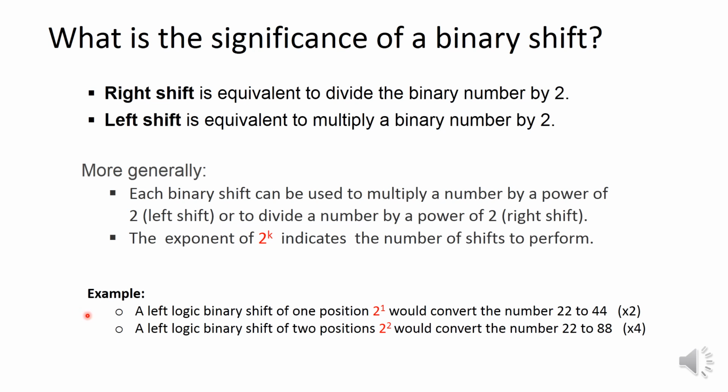Example: a left logic binary shift of one position would convert the number 22 to 44. And a left logic binary shift of two positions would convert the number 22 to 88.